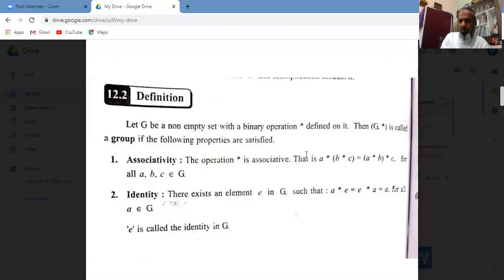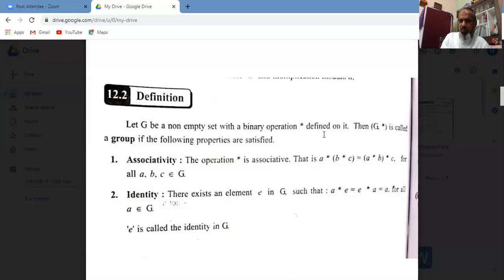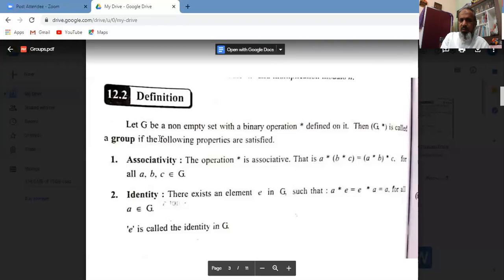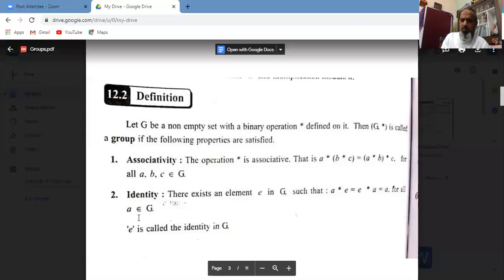If this property is satisfied in the non-empty set G, then the set satisfies the closure property and the associative property. If these two properties are satisfied, then the non-empty set is called a semigroup. Now the next property is the identity element. There exists an element E in G such that A star E is equal to E star A is equal to A for all A belonging to G.